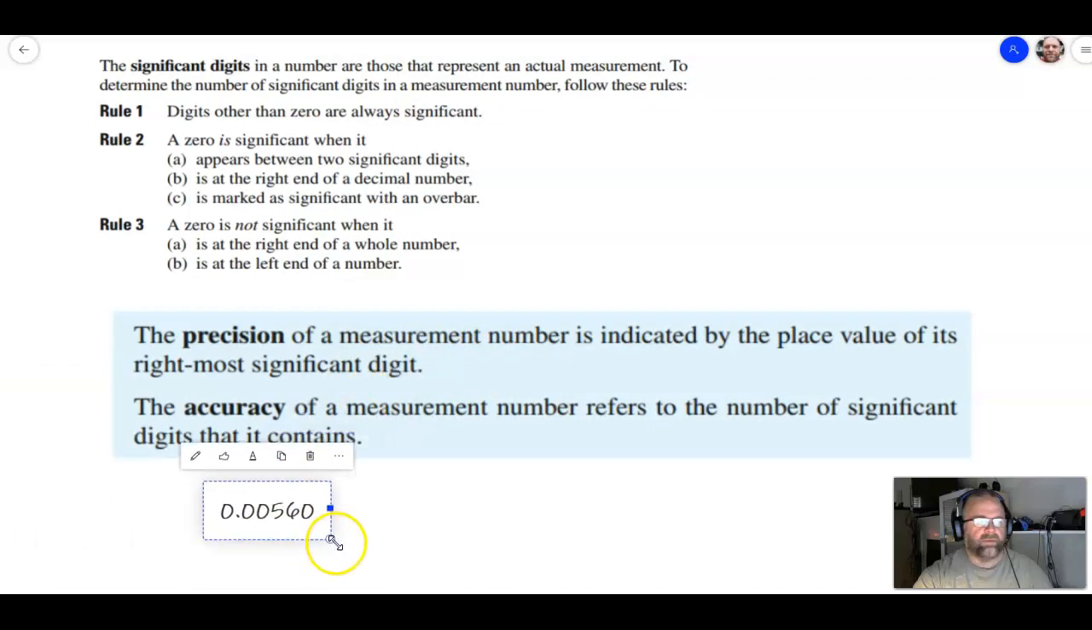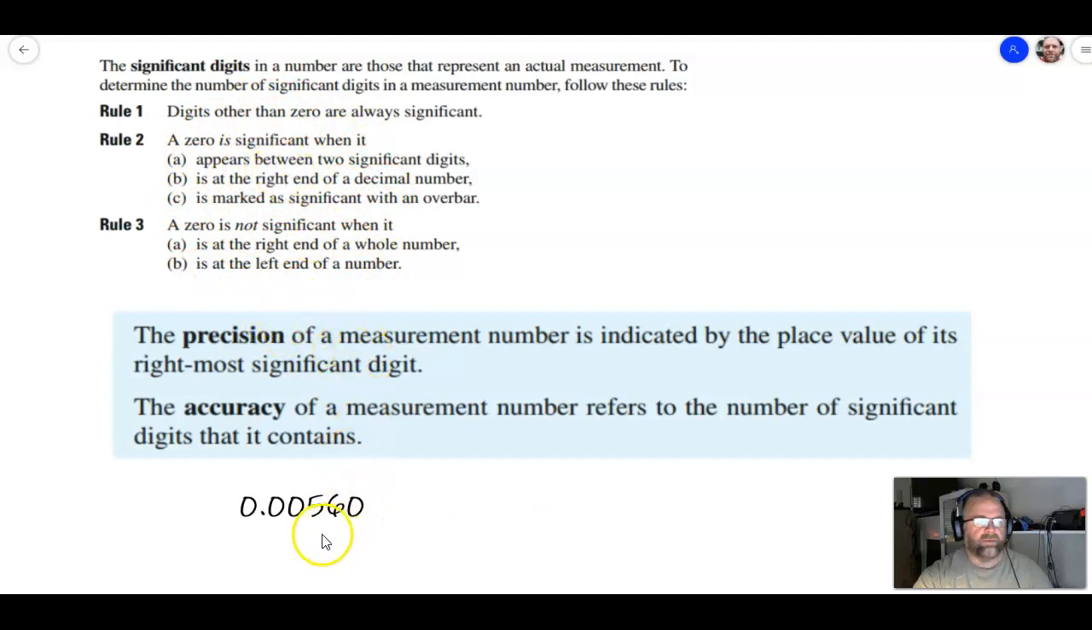So I want you to look at that, pause the video, and then figure out what the accuracy is and what the precision is. All right, well, looking up here, we're going to first figure out the accuracy.